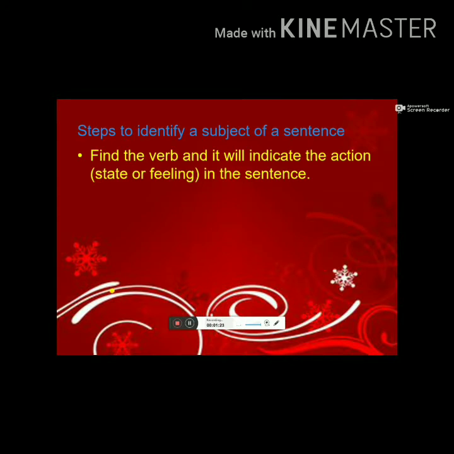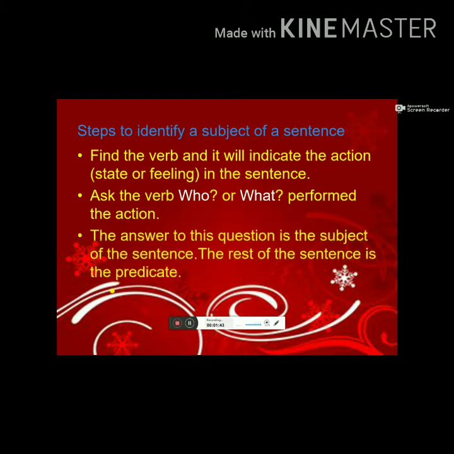Let us learn the steps to identify a subject of a sentence. Find the verb and it will indicate the action, state or feeling in the sentence. Ask the verb who or what performed the action. The answer to this question is the subject of the sentence. The rest of the sentence is the predicate.